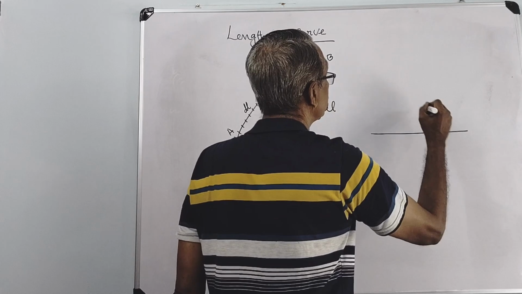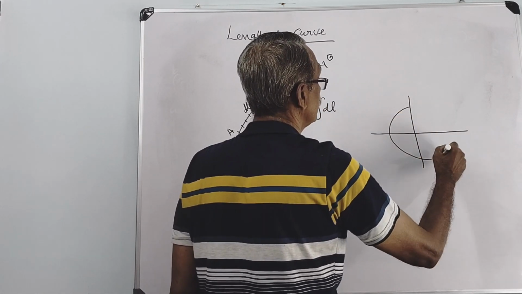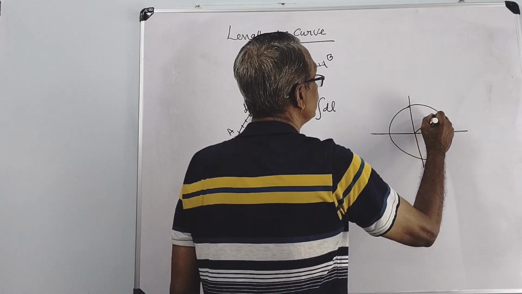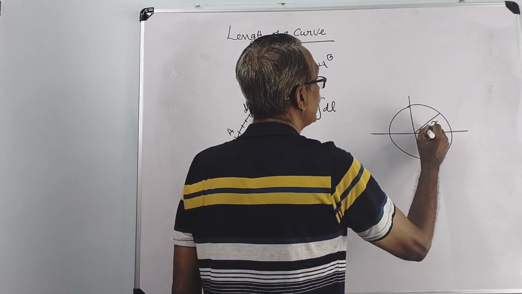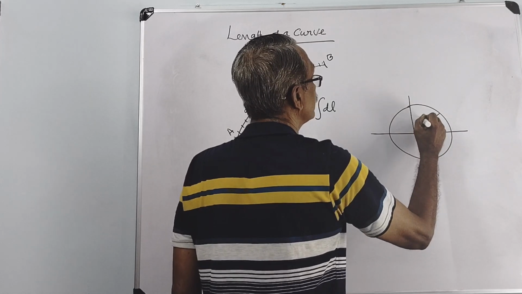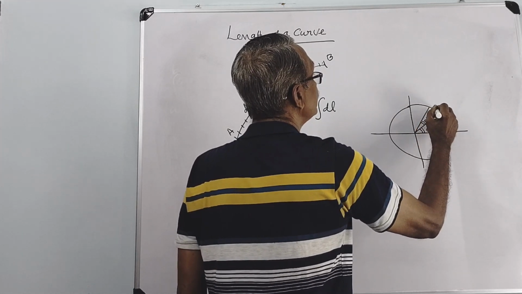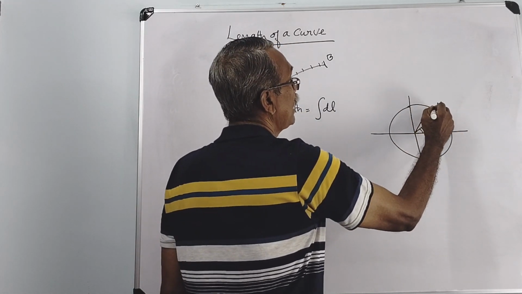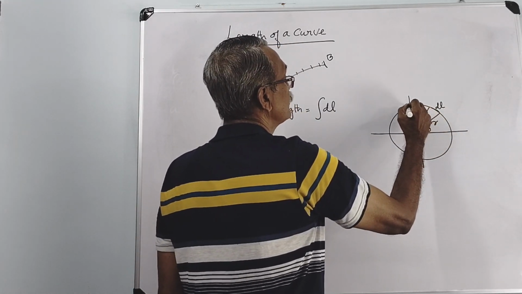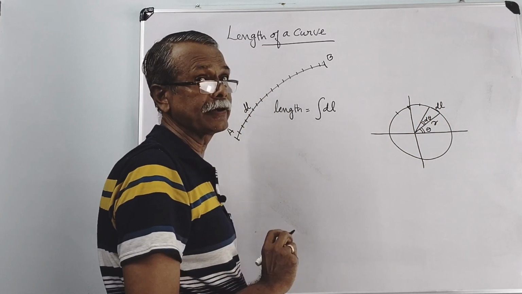We will see a simple example. Consider a circle. This is the radius. This angle is theta. Let this angle be d theta. And this is dl. This is dl, this is dl, this is dl. You have to add all of them together. You have to integrate that.